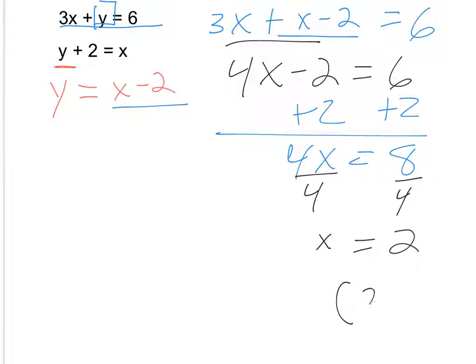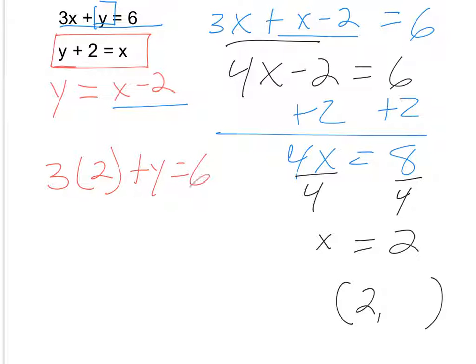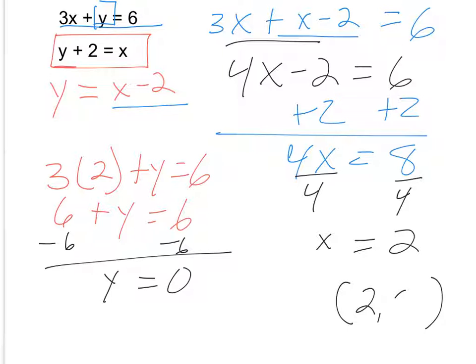So in our ordered pair, we now know the x value, or the x coordinate. We're going to go look for y. I can go ahead and put 2 into either equation. It doesn't matter. I'd probably be inclined to work with the top one. It looks pretty easy. Some of you may pick the bottom one, and that's okay too. 3 times 2 plus y equals 6. 6 plus y equals 6. So we can go ahead and subtract 6 from both sides, and you end up with y equals 0. So our coordinate at that point is 2, 0, and that would be the solution to these two equations.